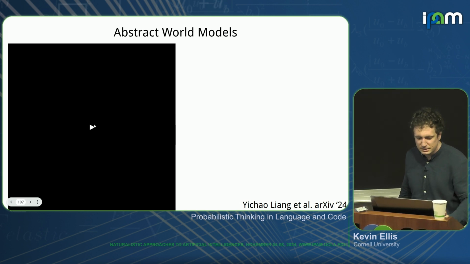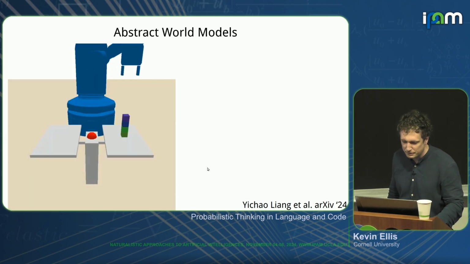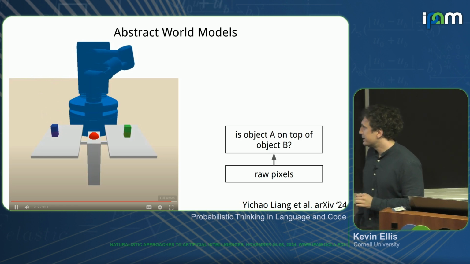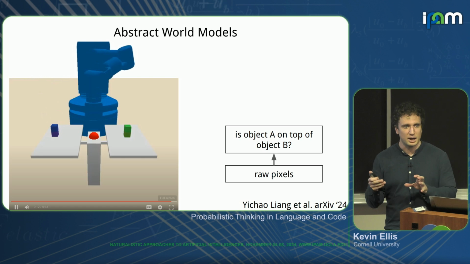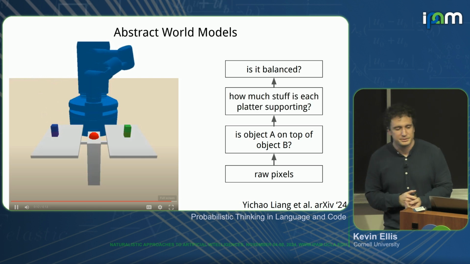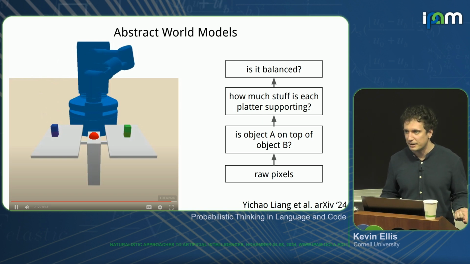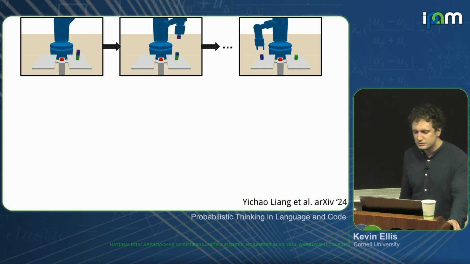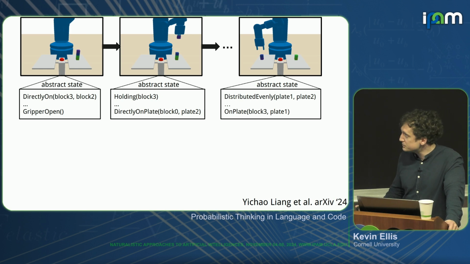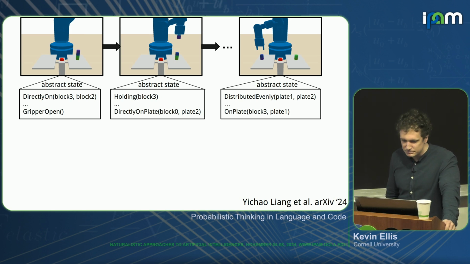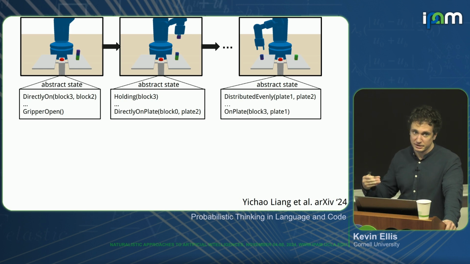So there are different levels of abstraction at which you could operate. And we want to go beyond the raw pixels. We want to think, okay, there's some abstract property of some object being on top of something else. That allows us to think about how much stuff is on each platter in the beam. And then we can answer questions like, is the beam balanced? So if we have some trajectory like this, we're going to see the pixels, and we want to abstract them into some higher level propositions. Here, we're writing them in this kind of first-order-logic-ish notation. So things like, is my gripper open? Is something directly on top of something else?